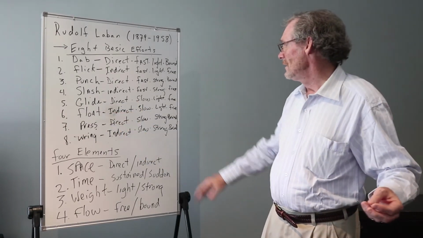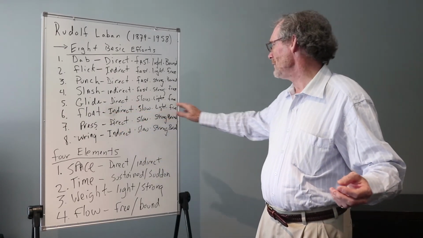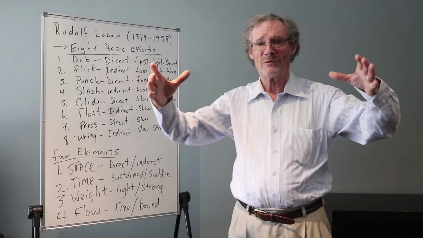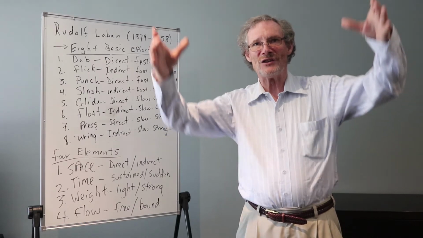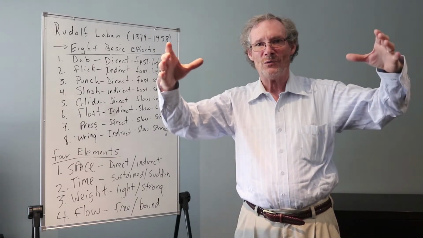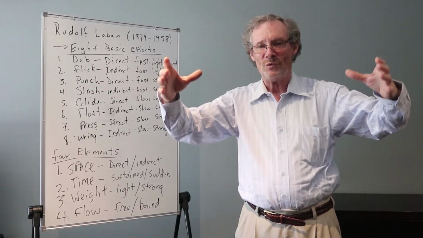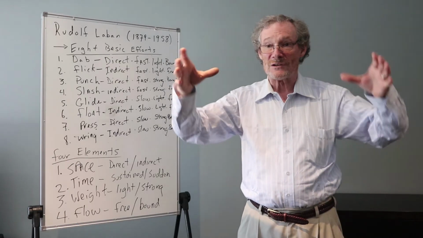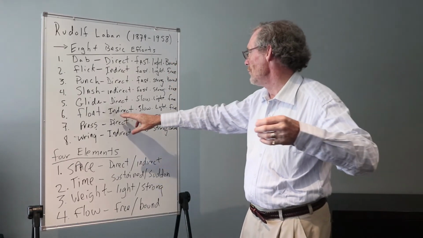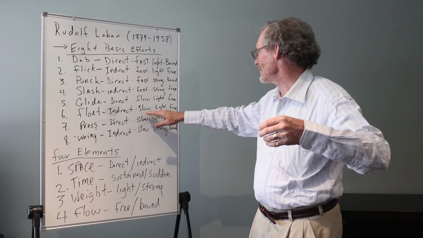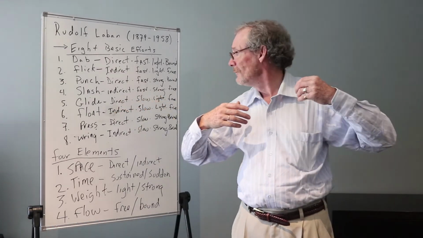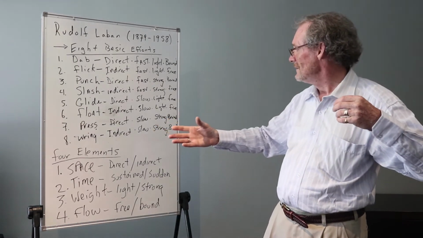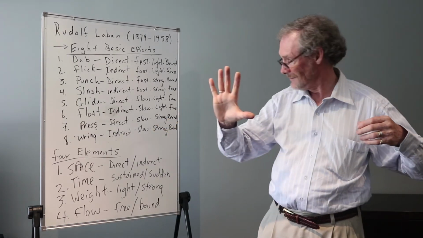Float: indirect, slow, light, free. A balloon that has reached its equal gravity. You know, it's not going to continue to go up. Eventually the balloon will settle. A helium balloon will settle there, and it's just floating. There is no direction. It's slow, it's certainly light, and it's unbound. It's free.